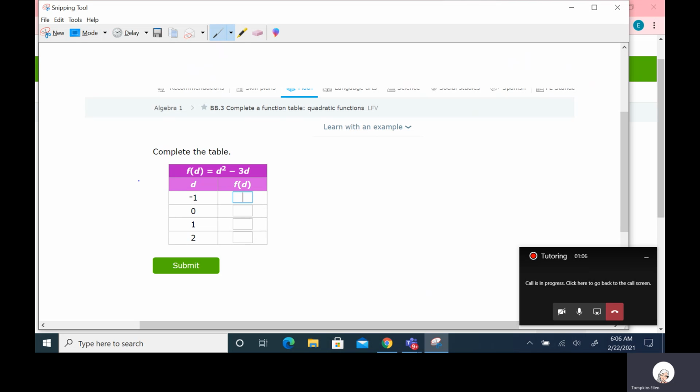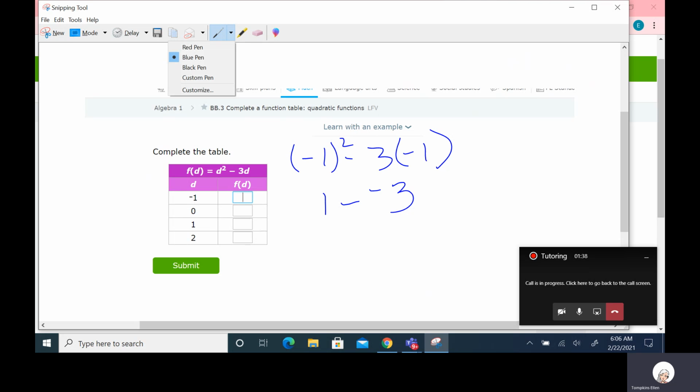These are read f of d equals d squared minus 3d. So you're going to look at what the d value is. In this case, it's -1. So -1 squared minus 3 times -1. That's going to give you +1 minus -3. Well, we've got a negative number in a subtraction problem, so we are going to really end up adding the opposite. You're going to get 4.